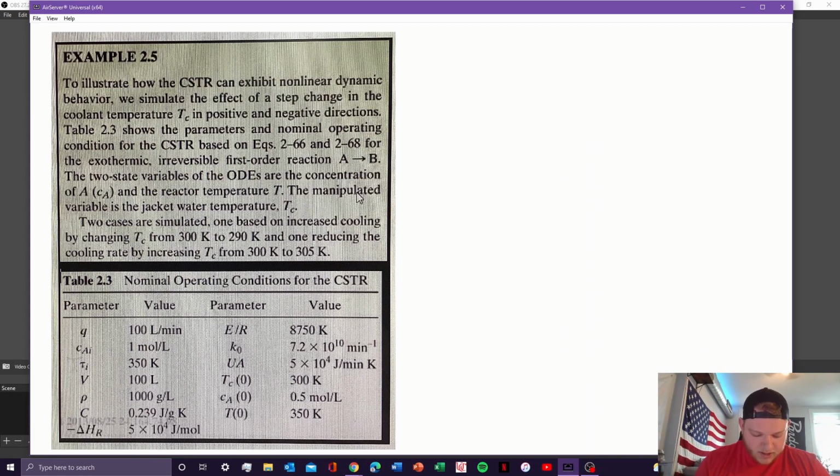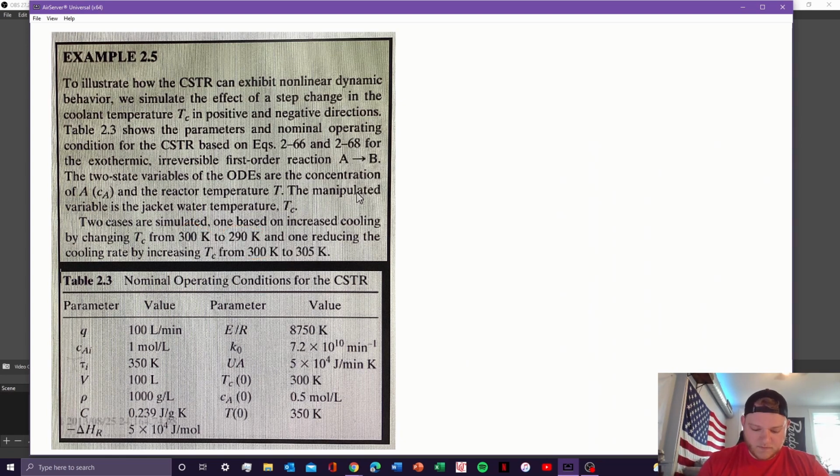We're going to manipulate the variable temperature in the water jacket, which is the coolant, which is what's cooling the system. And the two cases we're going to simulate: we're going to decrease the temperature from 300 to 290, and then increase the temperature from 300 to 305 degrees Kelvin.